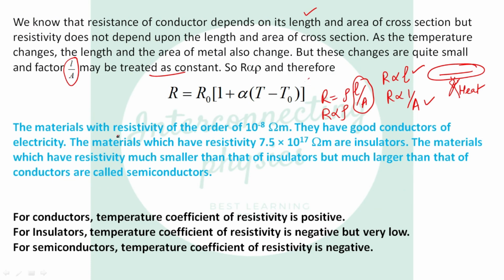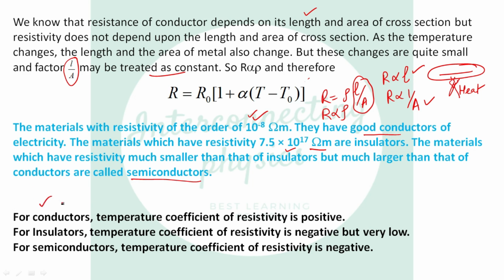Now, the materials having resistivity of the order of 10 raised to power minus 8 ohm meter can be treated as good conductors of electricity. And the materials which have resistivity of the order of 10 raised to power plus 17 ohm meter are considered insulators, and the materials having resistivity much smaller than insulators and larger than conductors are treated as semiconductors. Semiconductors we will discuss later on.